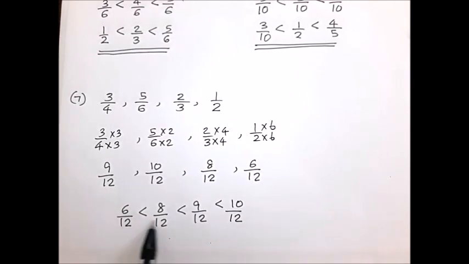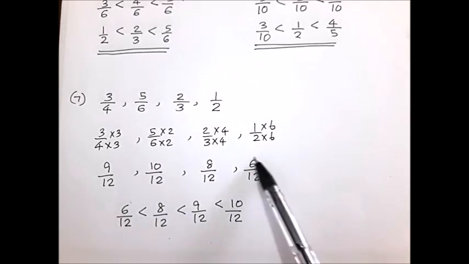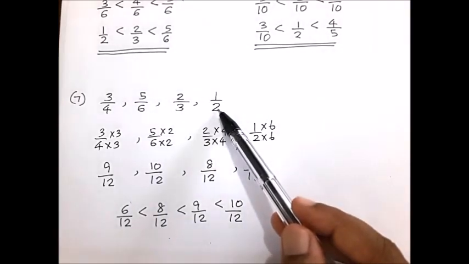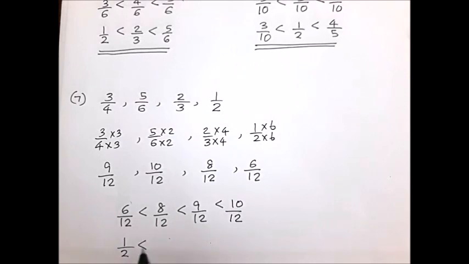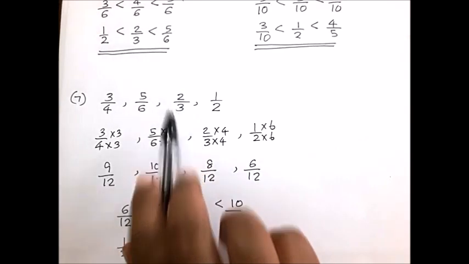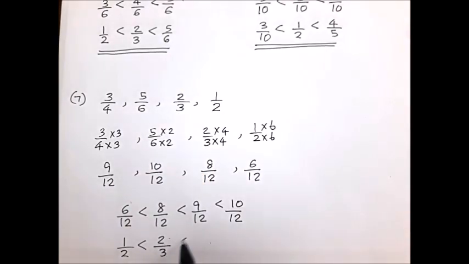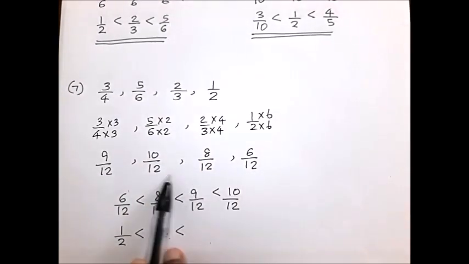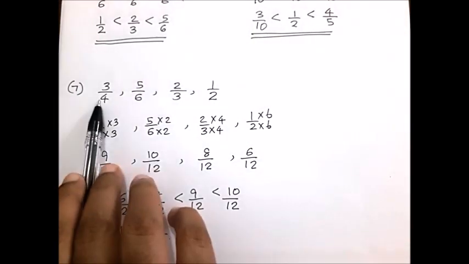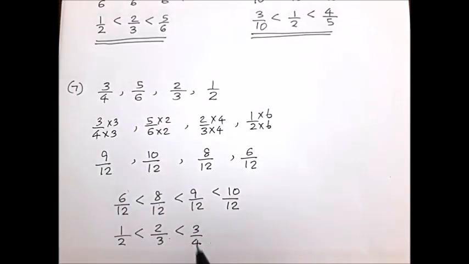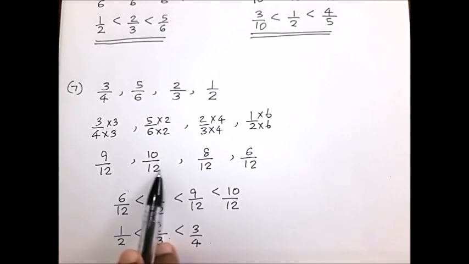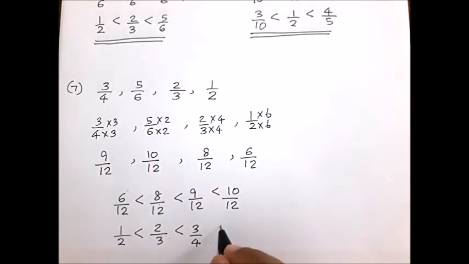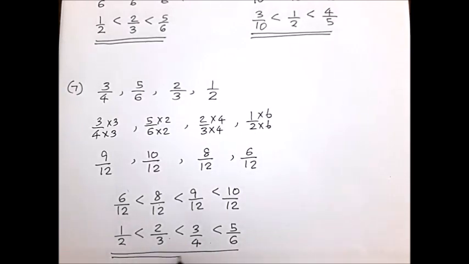Now we have to replace these fractions using the originals. 6 over 12, it is here. What is the original fraction? Half. 8 over 12, it is here. What is the original one? 2 over 3. 9 over 12, it is here. Then original one is 3 over 4. 10 over 12, it is here. Original one is 5 over 6. So we arrange these fractions in ascending order.